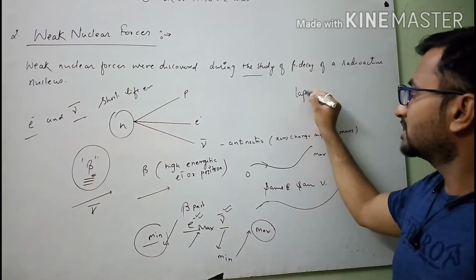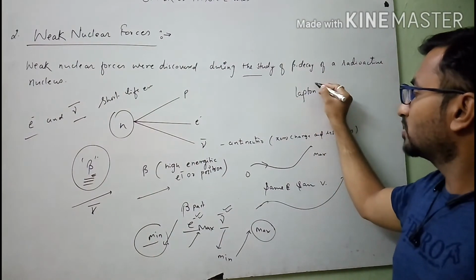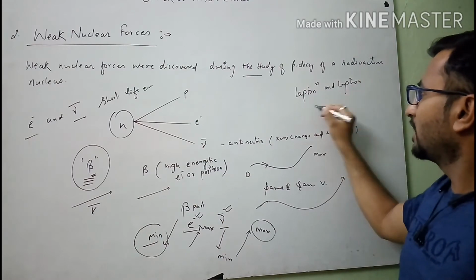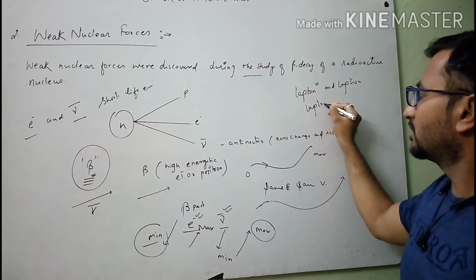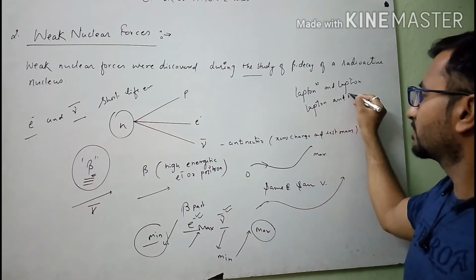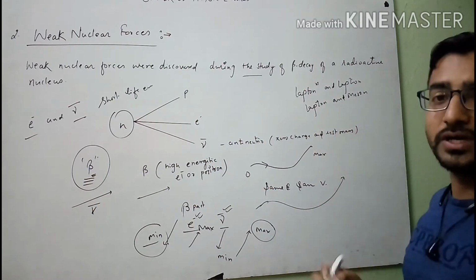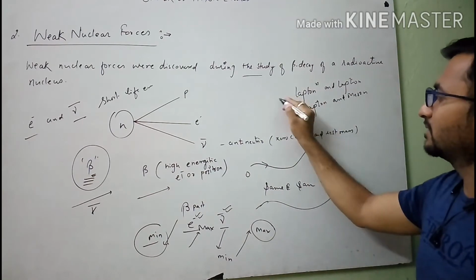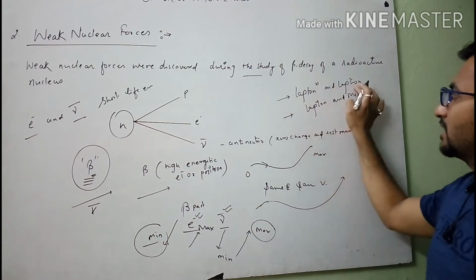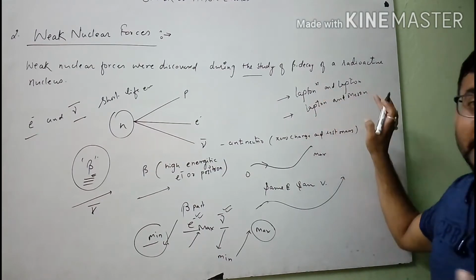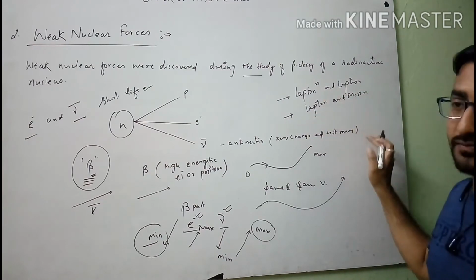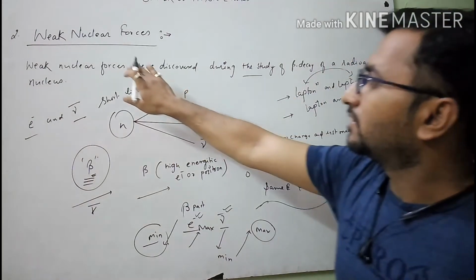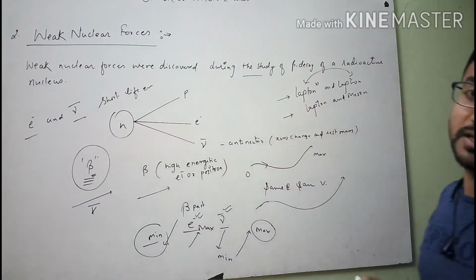Or the second one is that you can say lepton and lepton, and one pair is lepton and meson. Clear, student? So these are the light elementary particles having short lifetime, which feel the weak nuclear force between them.